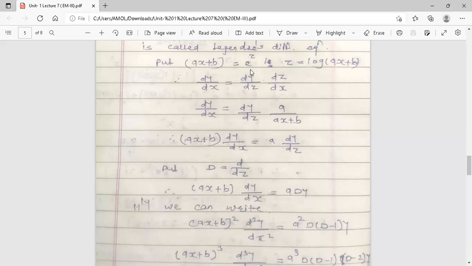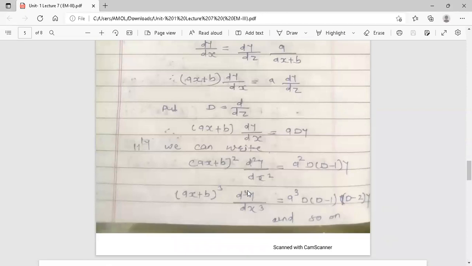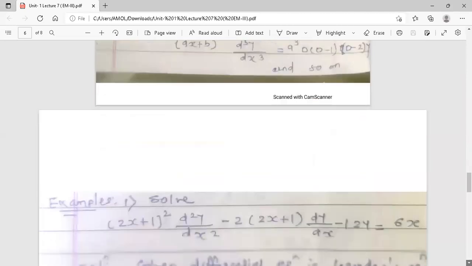Put ax plus b is equal to e raised to z, so that z is equal to log of ax plus b. And how to replace the derivative terms? (ax plus b) into dy by dx is equal to a into Dy. (ax plus b) whole square into d2y by dx square is equal to a square into D into D minus 1 into y. Next is (ax plus b) whole cube into d cube y by dx cube, which is equal to a cube into D into D minus 1 into D minus 2 into y, and so on. Here in all the terms, capital D is nothing but d by dz, like Cauchy's equation. You remember here D is d by dz, since we are using the substitution ax plus b is equal to e raised to z.